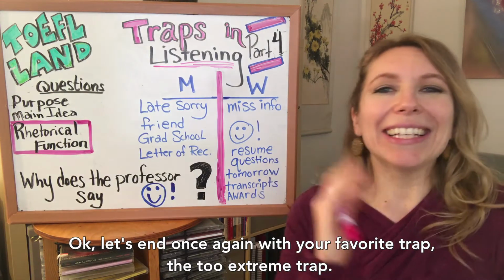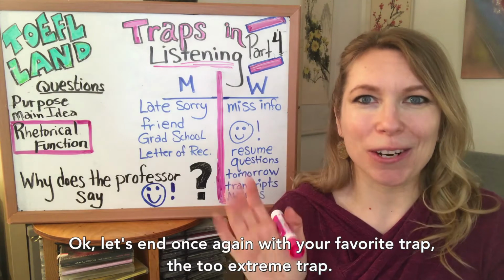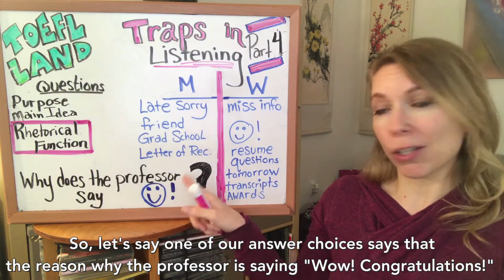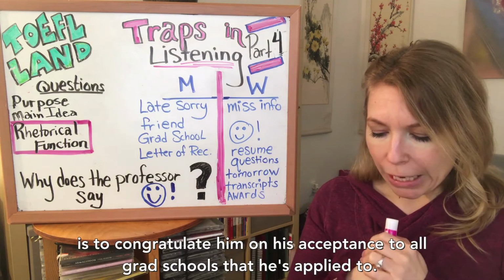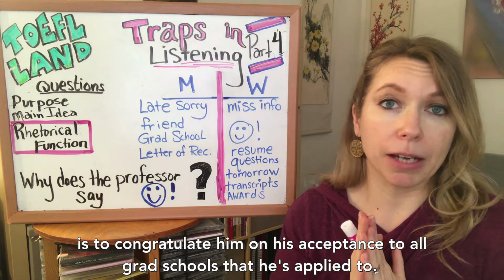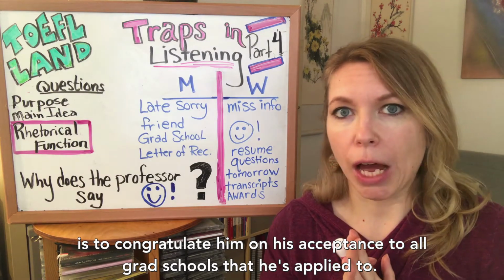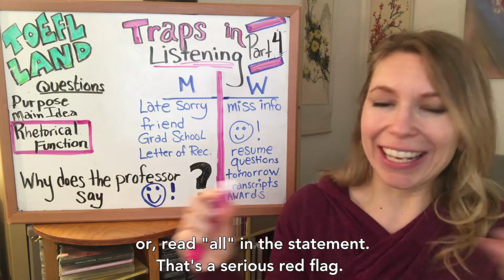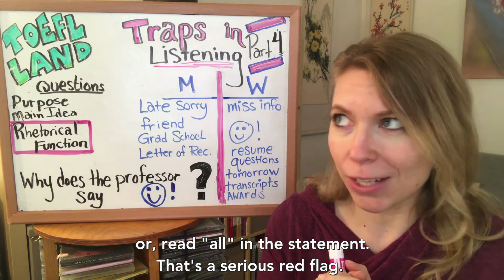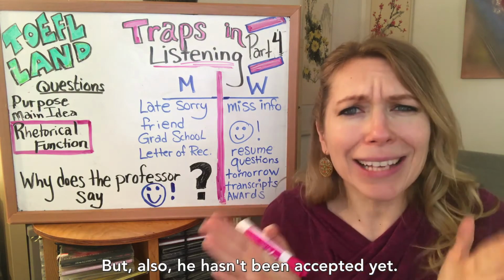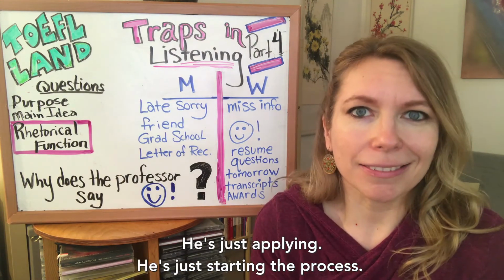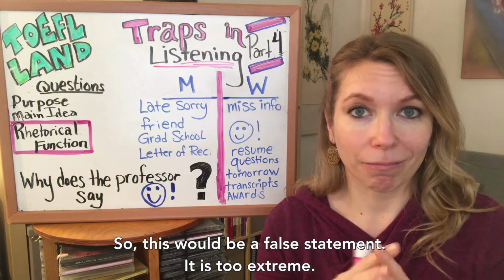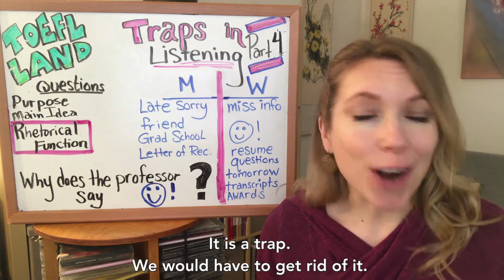Okay, let's end once again with your favorite trap, the too extreme trap. So let's say one of our answer choices says that the reason why the professor is saying, "Wow, congratulations," is to congratulate him on his acceptance to all grad schools that he's applied to. Whoops. So this is really extreme. Number one, you heard "all" or read "all" in the statement. That's a serious red flag. But also, he hasn't been accepted yet. He is just applying. He's just starting the process. So this would be a false statement. It is too extreme. It is a trap. We would have to get rid of it.